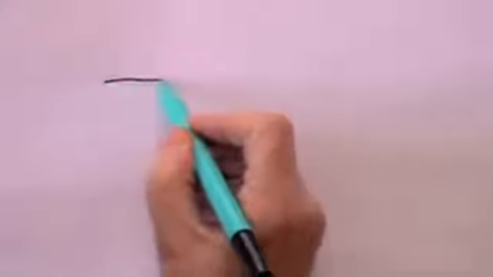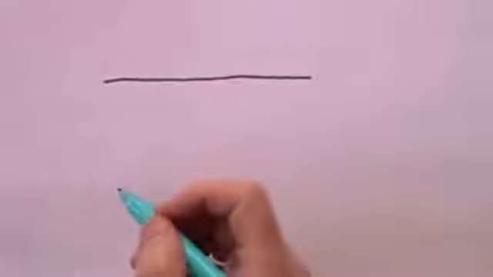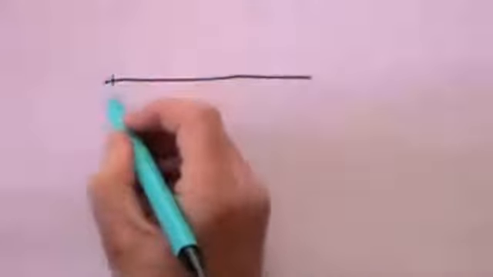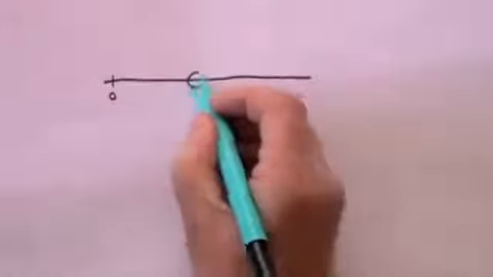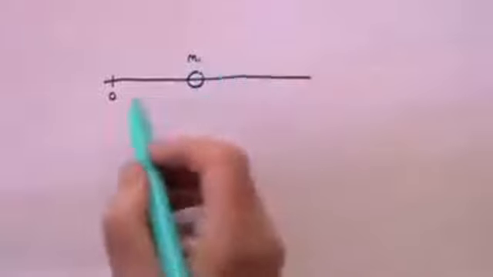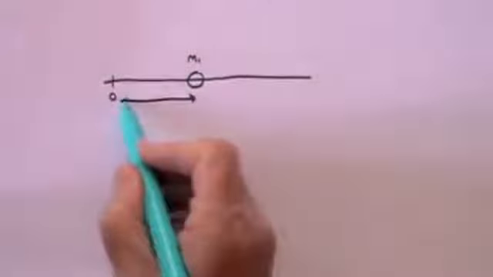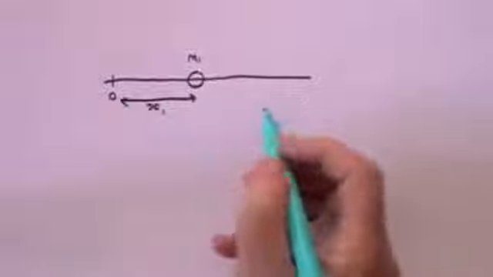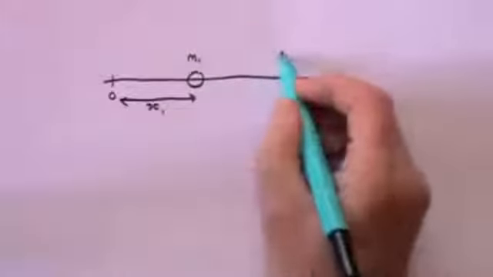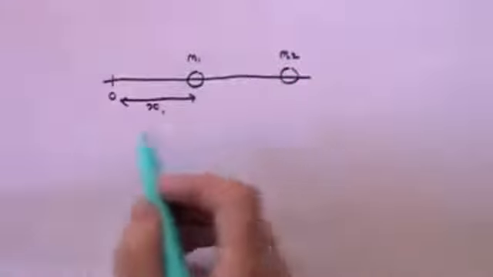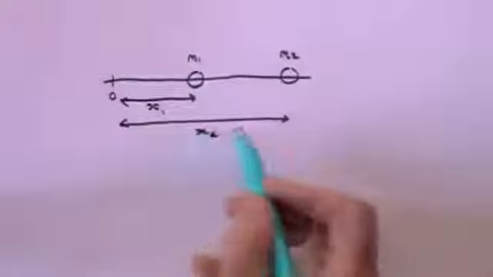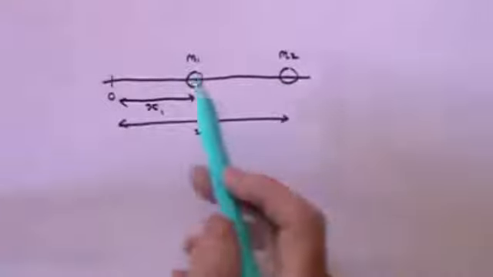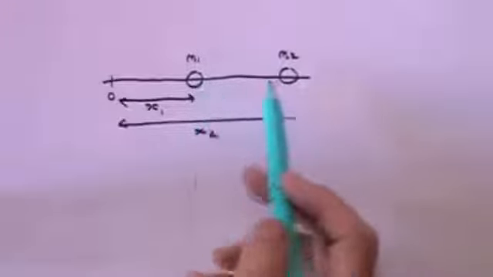Here is the x-axis. I'm going to keep this in one dimension for the time being to keep things simple. This is the origin, O, and I've got 2 masses. Mass m1, which is a distance x1 from the origin, and mass m2, which is a distance x2 from the origin. These 2 masses are somehow interconnected.